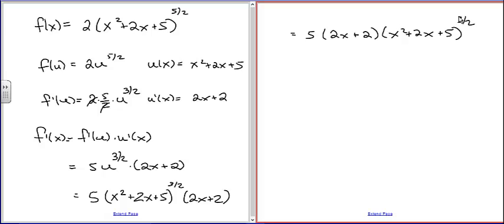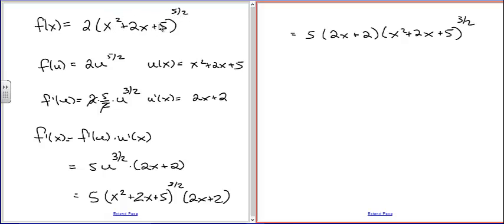Now, at some point, if you're really good at this, you don't have to go through all these steps. What you could do is you could think, okay, I'm going to reduce the exponent by 1, so I'm going to multiply 5 halves times 2, so that gives me 5. This doesn't change. The argument, the u of x, doesn't change inside the parentheses or inside the square root. You just reduce the exponent.